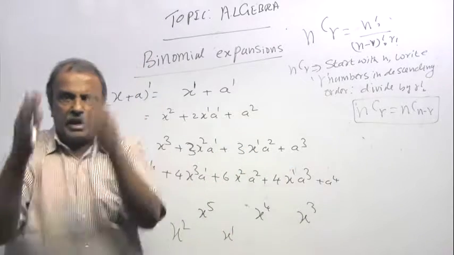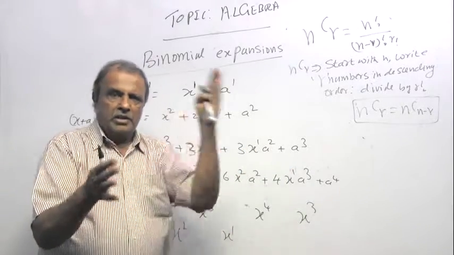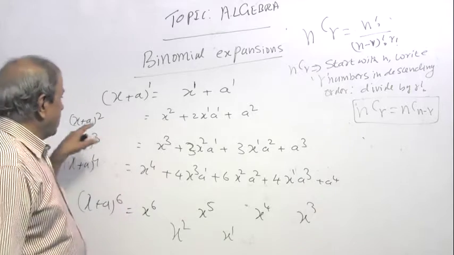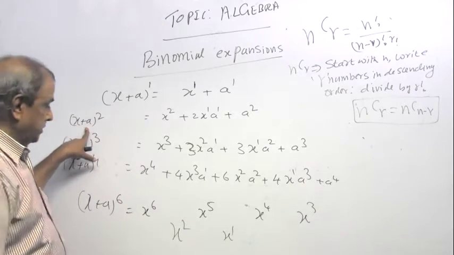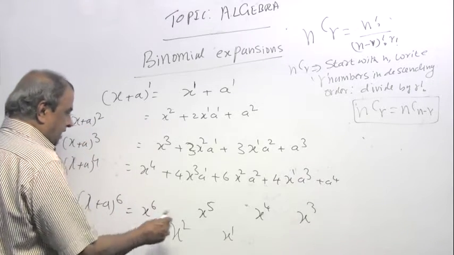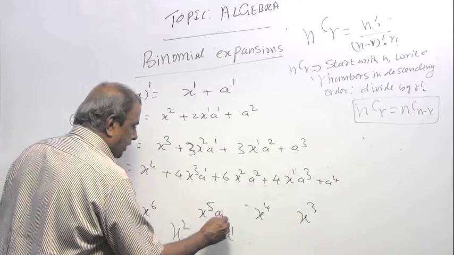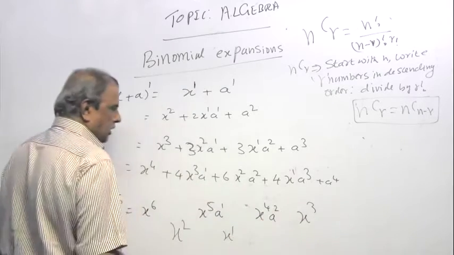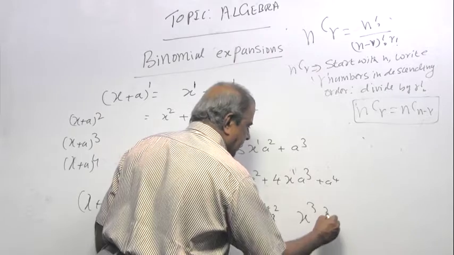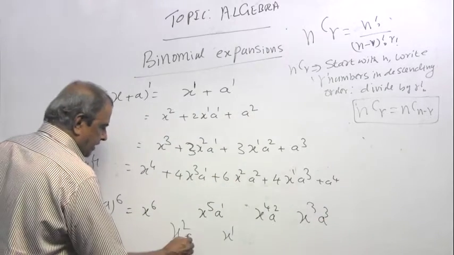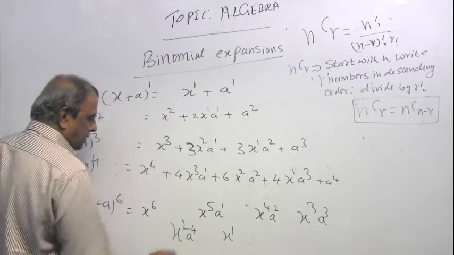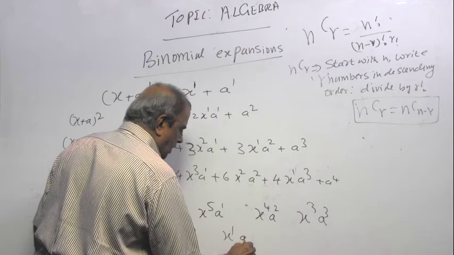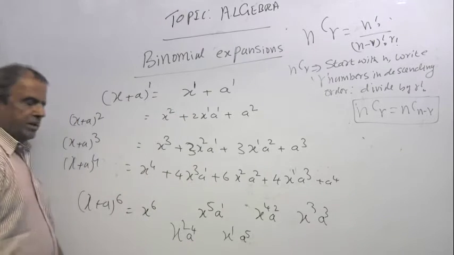That means every term should have, in total, the power that's equivalent to the expansion. So x power 6 is right. This is x power 5, so I need a power 1. That's x power 4, I need a power 2. That's x power 3, I need a power 3. That's x power 2, I need a power 4. That's x power 1, I need a power 5.